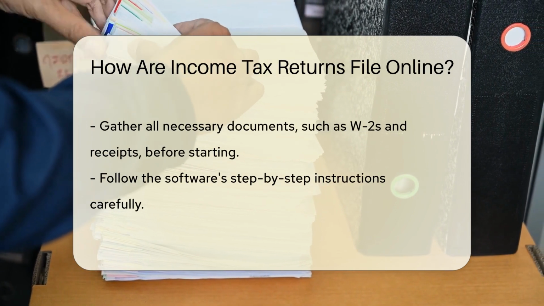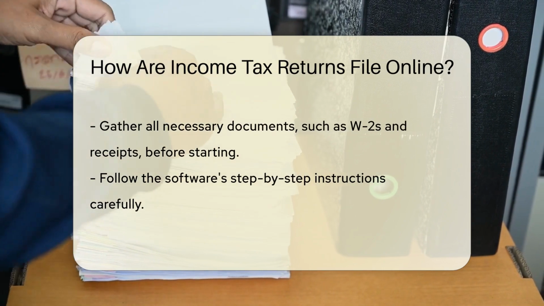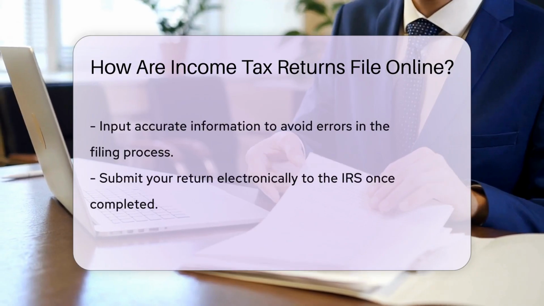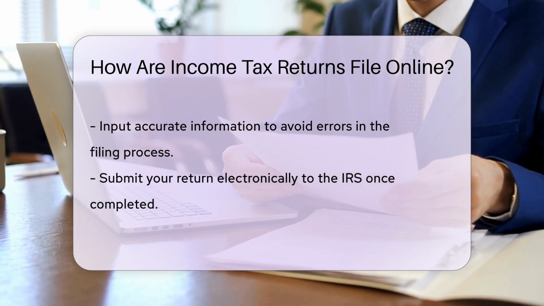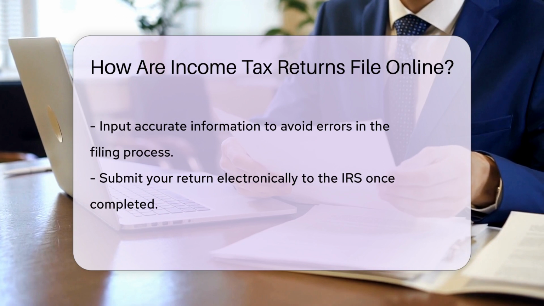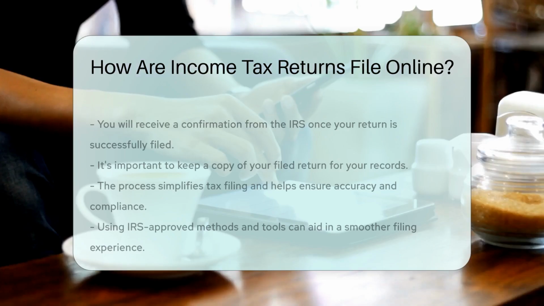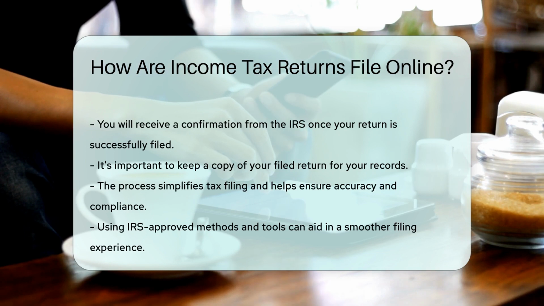Make sure to gather all necessary documents like W-2s and receipts before starting the process. Follow the step-by-step instructions provided by the software, inputting accurate information to avoid errors. Once completed, submit your return electronically to the IRS. You will receive a confirmation once your return is successfully filed. Remember to keep a copy of your filed return for your records.